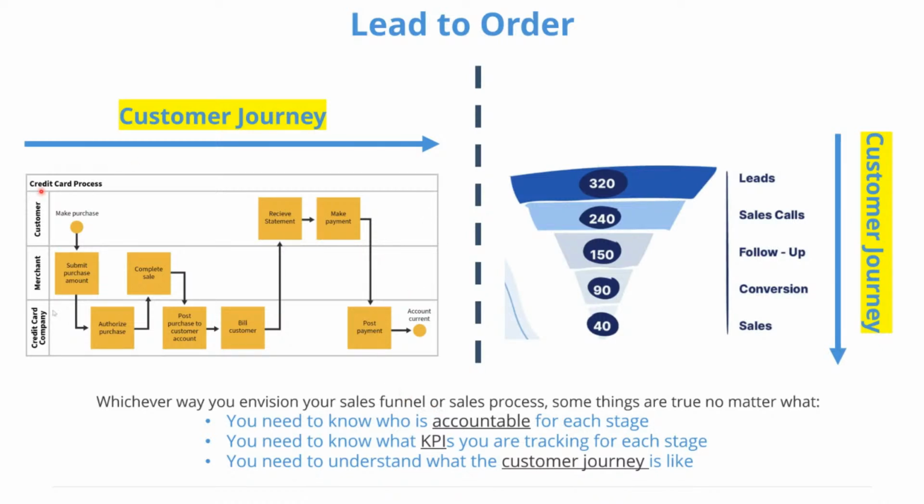Number one is who's accountable for each stage, right? So if you find a stage, and we're going to discuss this later in the presentation, for every stage, you need an accountable person. So that's going to be my question number one. Number two, what's a KPI? So what are you tracking?